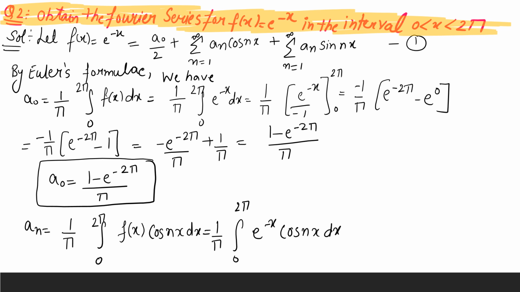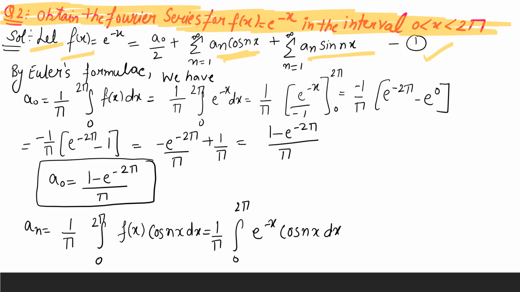Solution. Let f(x) = e^(-x) = a0/2 + summation n = 1 to infinity a_n cos nx + summation n = 1 to infinity b_n sin nx. What is the first step when we solve a Fourier series? We assume our function is already a Fourier series.